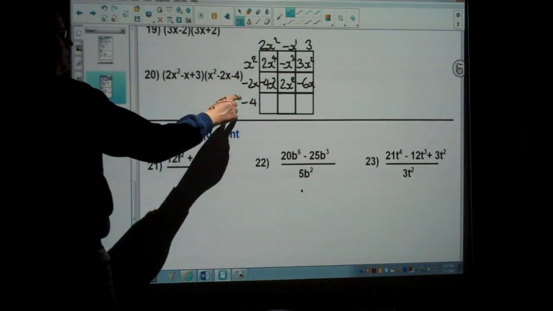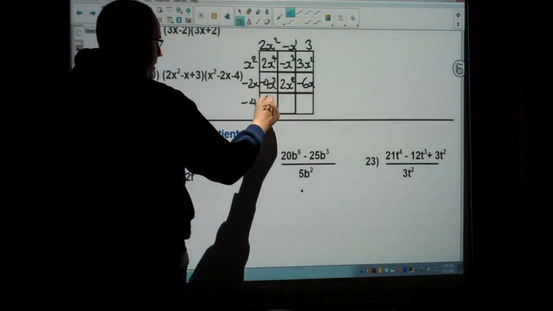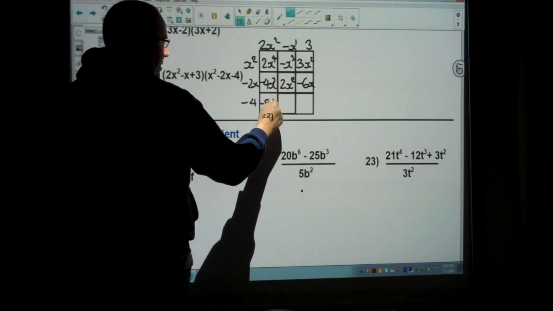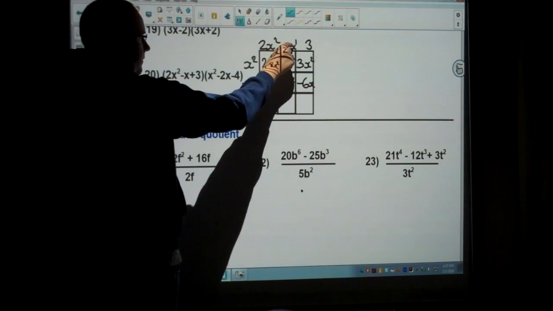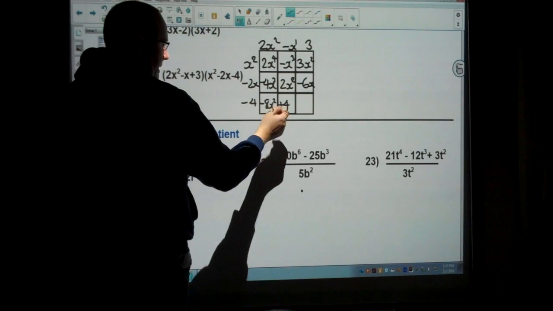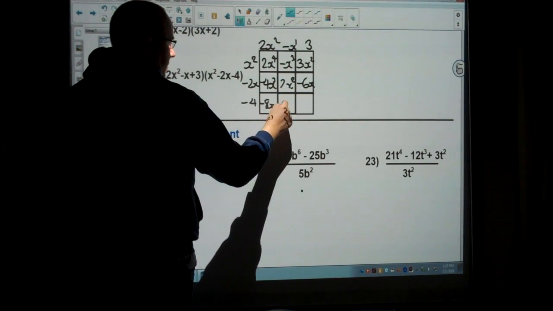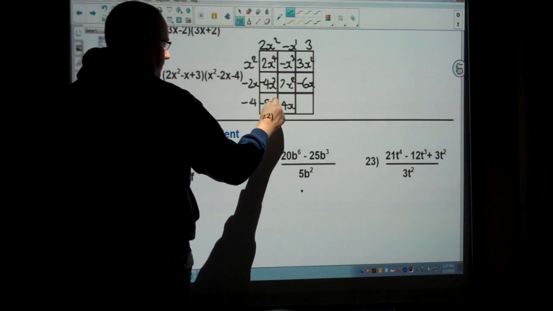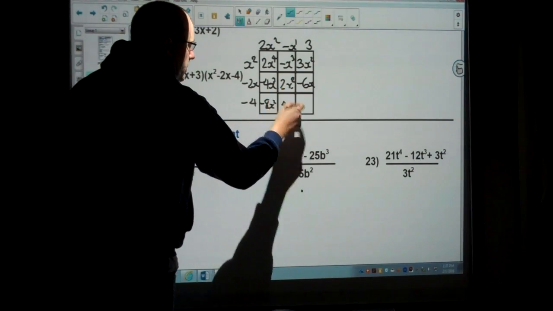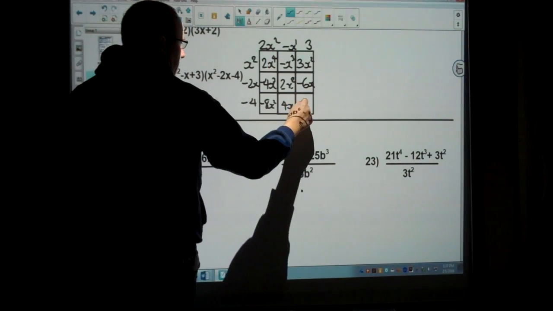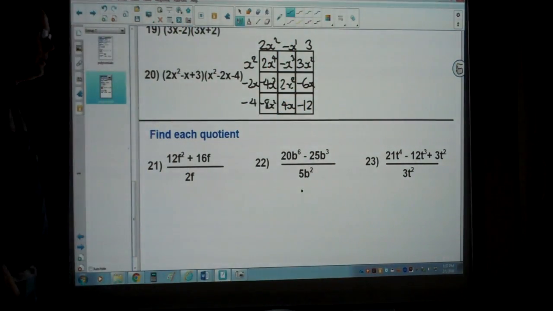For our last row, numbers first again, negative 4 times 2, negative 8, and then put the letters in at the end, x squared. Negative 4 times negative x, 2 negatives are going to make a positive. I can of course just put positive 4 here. And on our last one, negative 4 times 3 is negative 12.